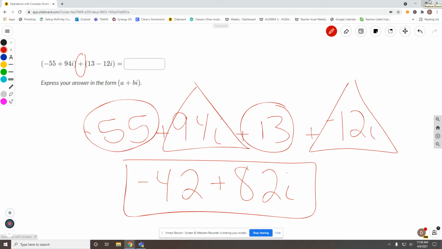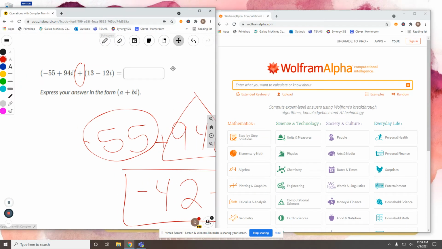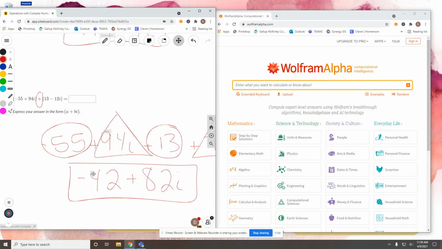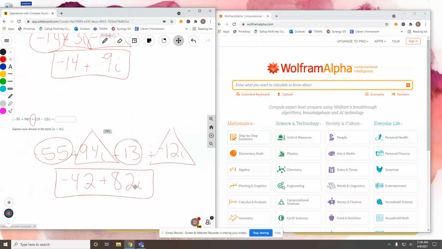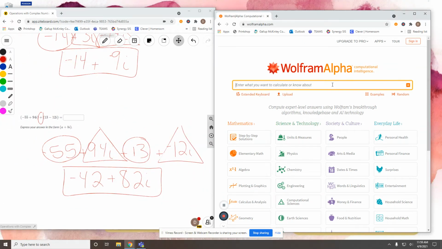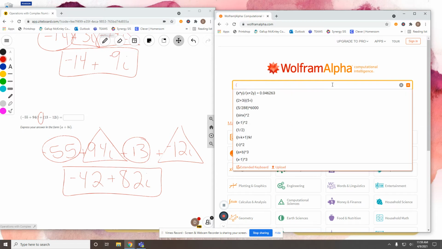Now, when Miss Heilman was growing up a million years ago when dinosaurs roamed the earth, she had to memorize all of this and do this all by hand because she didn't have fancy calculators like you did.